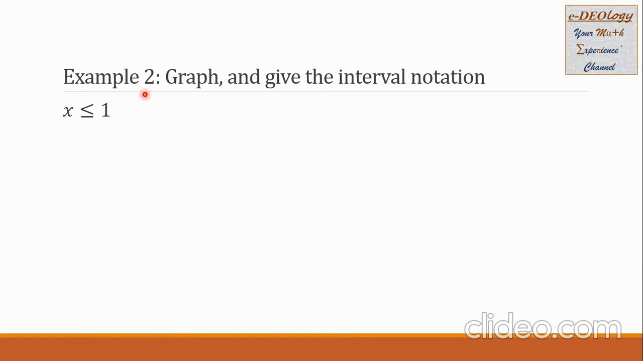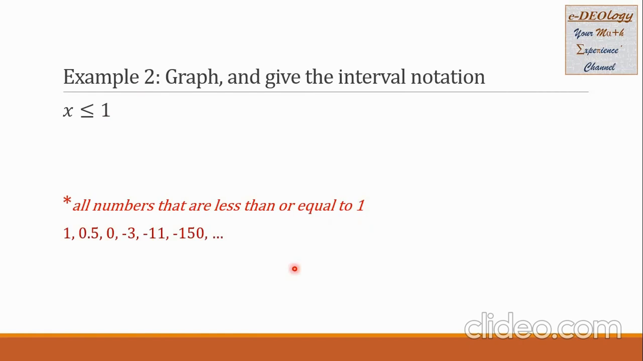Let us have example 2. Graph and give the interval notation of x less than or equal to 1. Let us give examples. The first example is the number 1 itself. Because of the symbol less than or equal, the number 1 is part of the solution. Next example is 0.5, then 0, then -3. Another example, -11, also -150, so on and so forth.